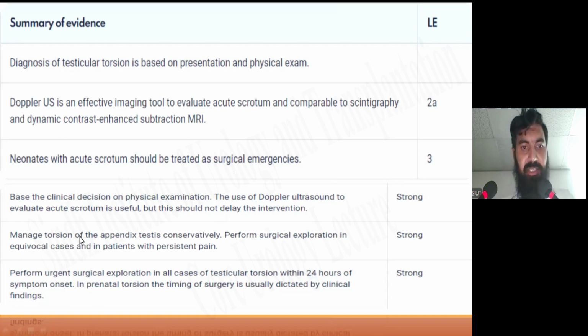Manage torsion of the appendix testis conservatively. Perform surgical exploration in equivocal cases and in patients with persistent pain. This is a strong recommendation. And perform urgent surgical exploration in all cases of testicular torsion within 24 hours of symptom onset. In perinatal torsion, the timing of surgery is usually dictated by clinical findings.